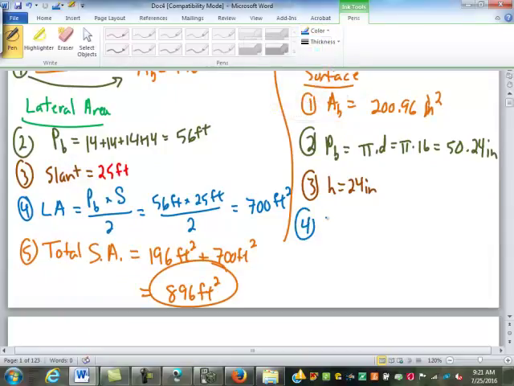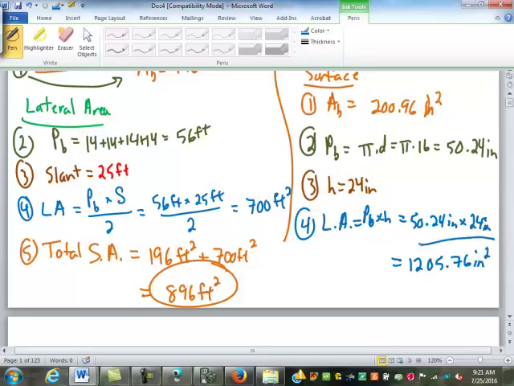So the lateral area is just the perimeter of the base times the height, and we don't have to divide by anything. So it's going to be the 50.24 inches times 24 inches, which is 1,205. Perfect. So 1,205.76 square inches.